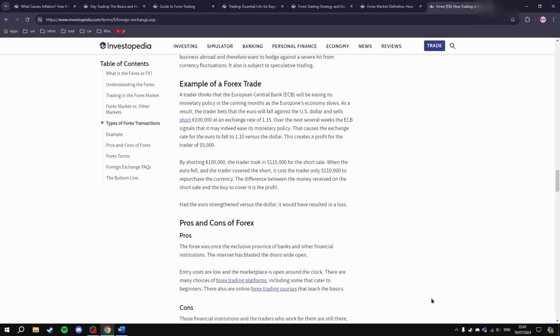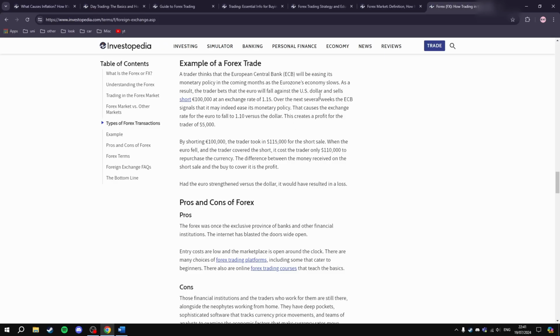Example of a forex trade. A trader thinks that the European Central Bank will be easy in its monetary policy in the coming months as the Eurozone's economy slows. As a result, the trader bets that the euro will fall against USD and sells short 100,000 euros at an exchange rate of 1.15. Over the next several weeks, the ECB, the European Central Bank, signals that it may indeed ease its monetary policy. That causes the exchange rate for the euro to fall to 1.1 versus the dollar. This creates a profit for the trader of 5,000.